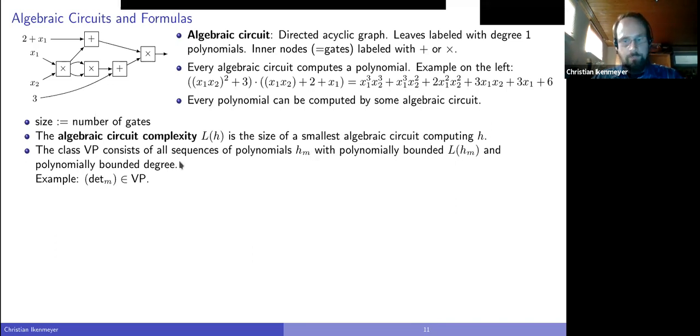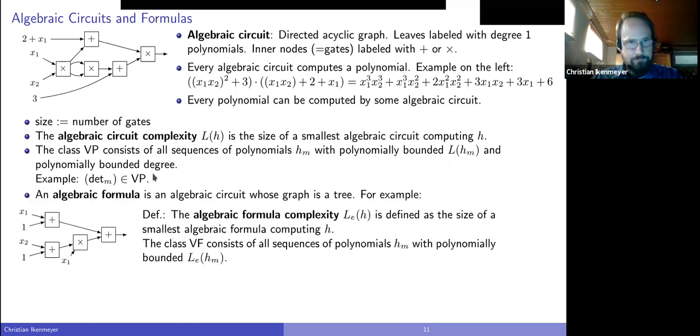So during this talk, I will sometimes drop this requirement of the degree because I don't want to focus too much on the degree. If you think at some point you also have to put some degree requirements, you just put the degree requirement. It's not so crucial here at the moment. For example, the determinant has small circuits. That's actually not completely obvious.